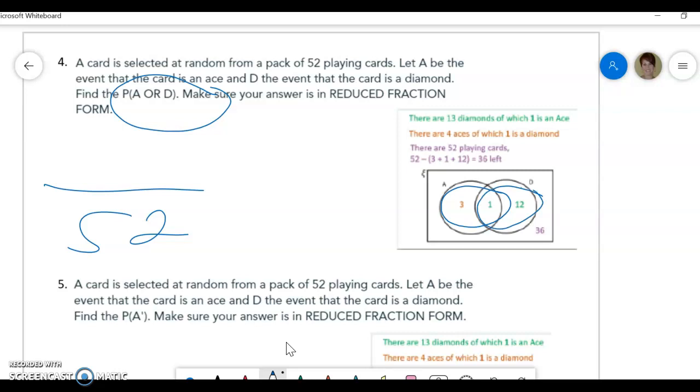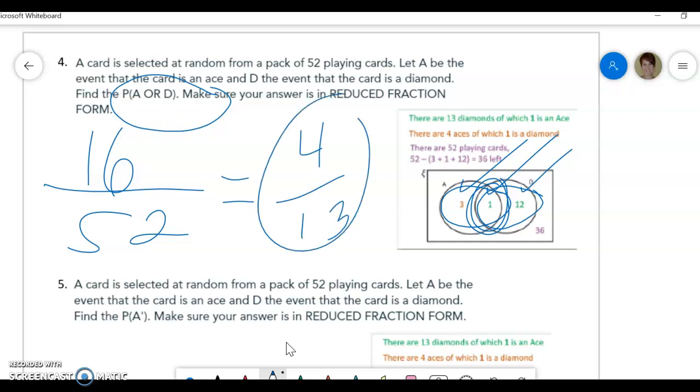So we would have 12, 1, and 3. And that would give us 16. So there are 16 cards in the deck that are either an ace or they are a diamond. And remember, you can't count this more than once. So to reduce our fraction, I'm going to divide the top and bottom by 4, and that would give me a final answer of 4/13.